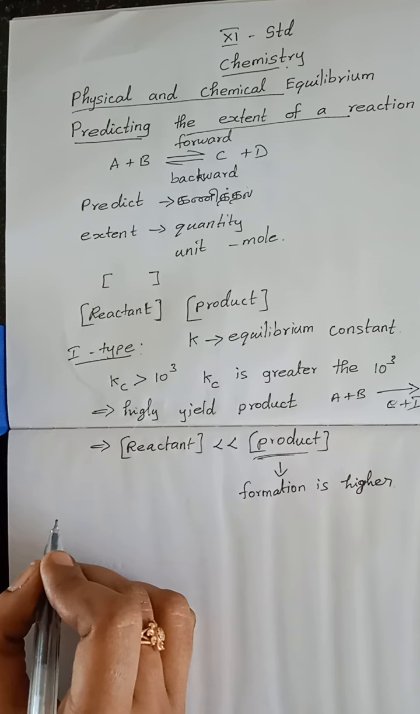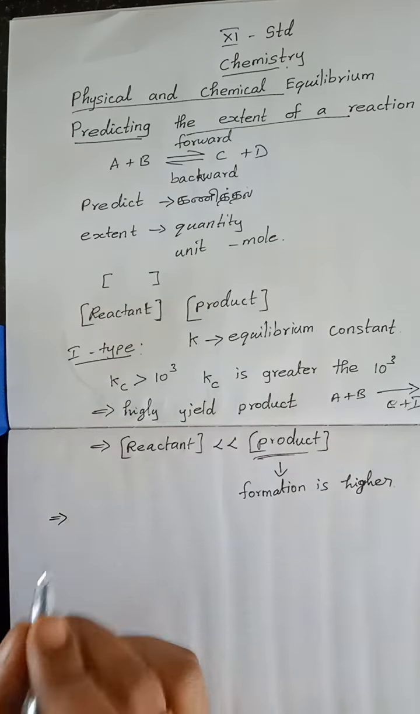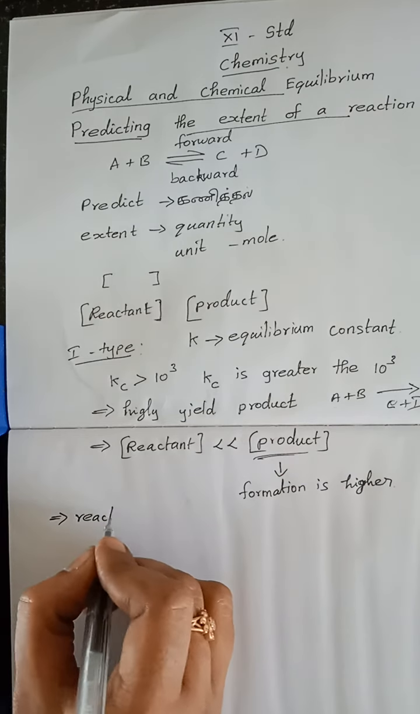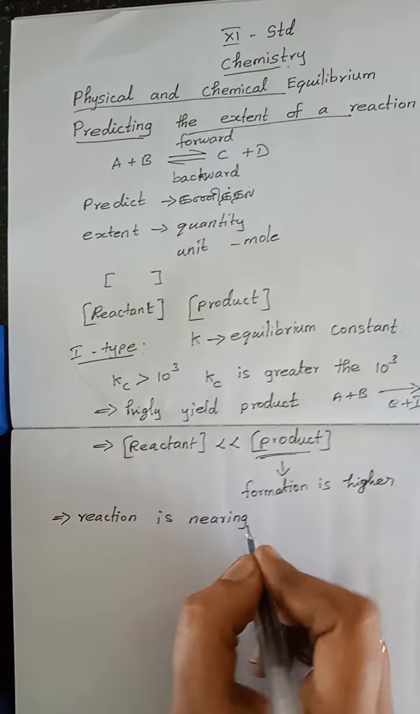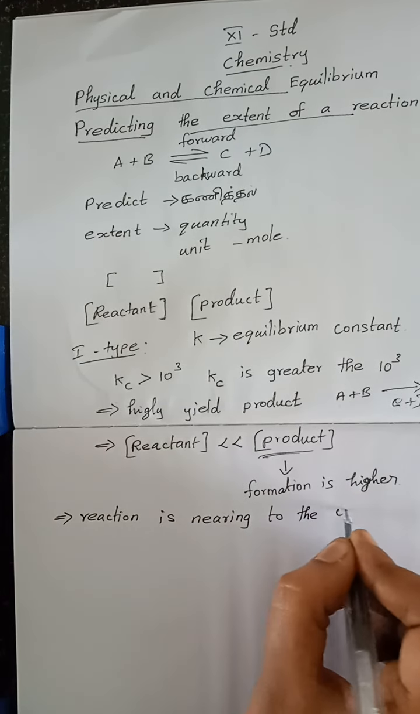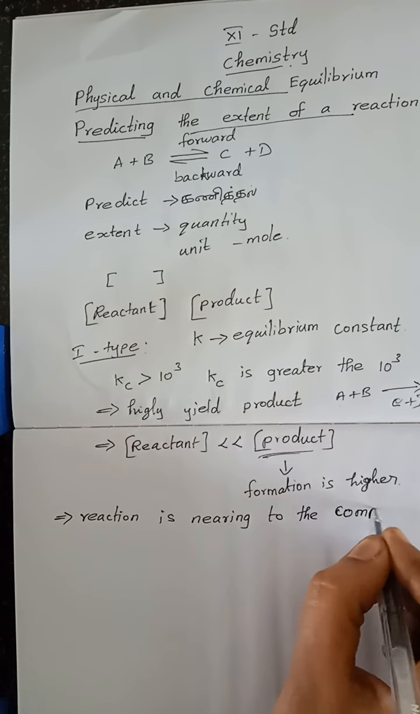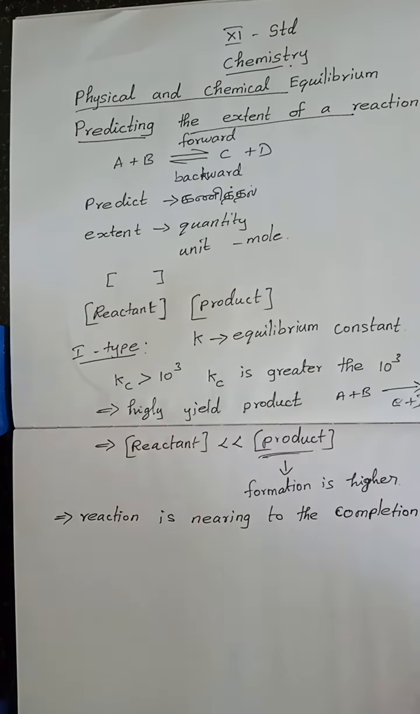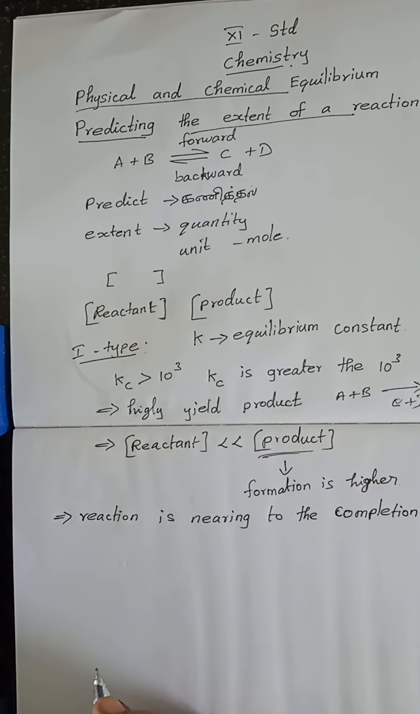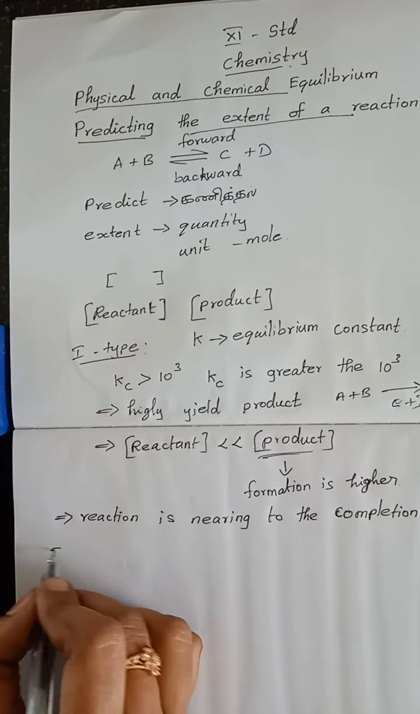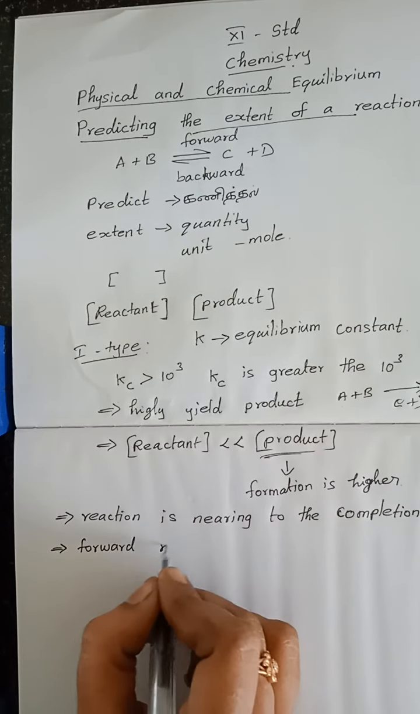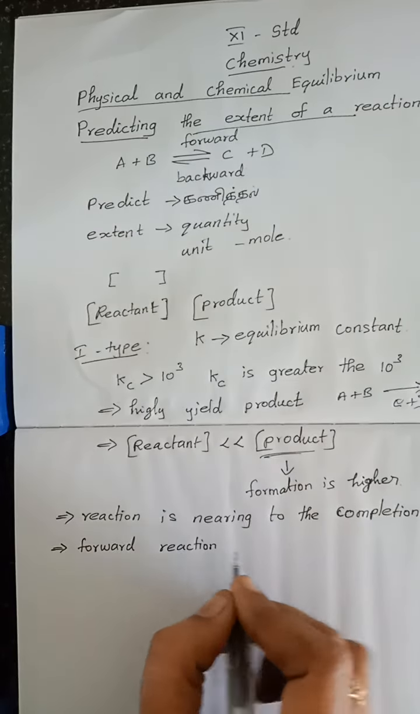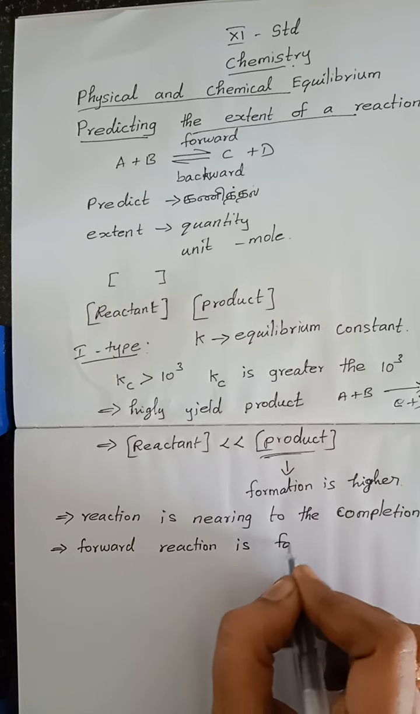So what is the next point? The reaction is nearing to the completion. Okay, children. Then in this reaction the forward reaction is favored. Okay, forward reaction is favored.